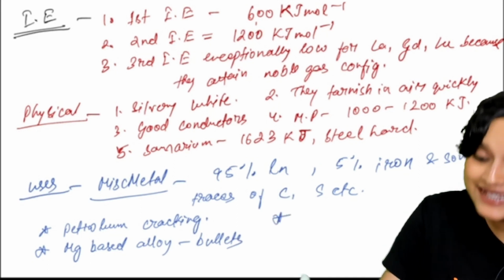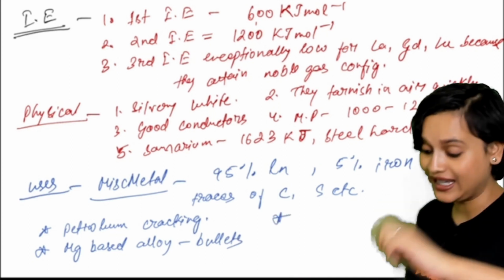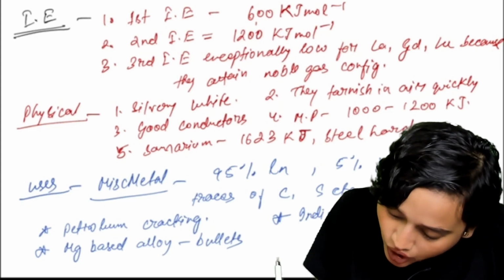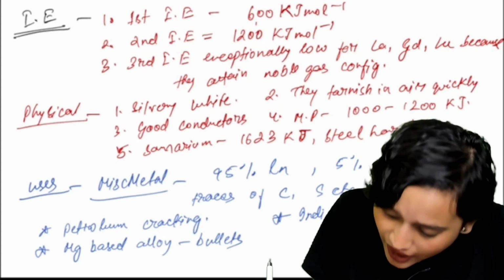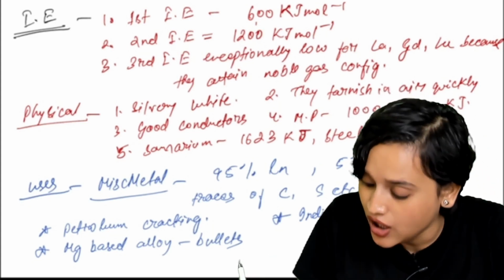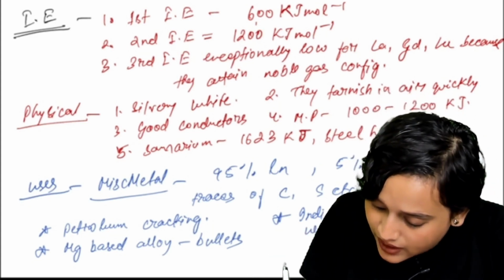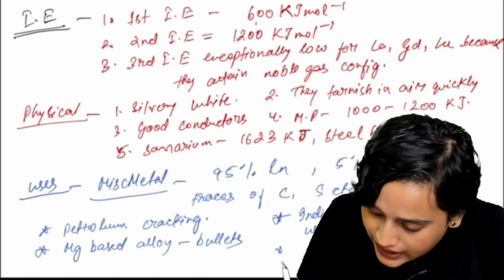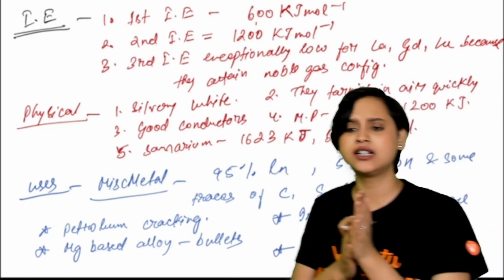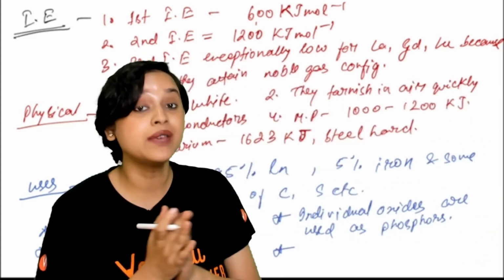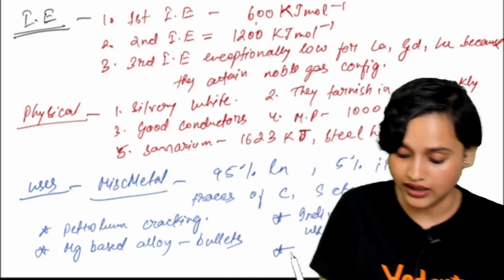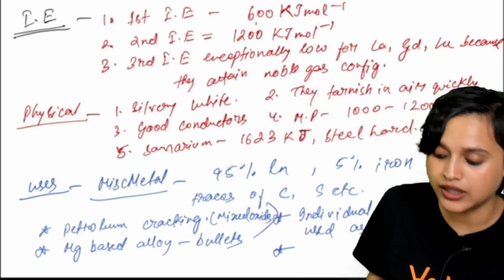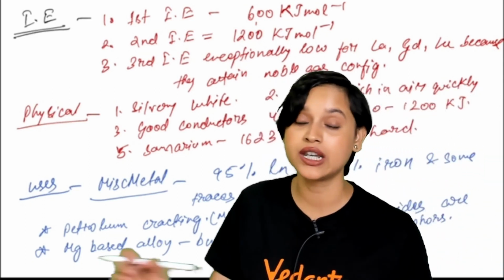Then individual oxides. If you have individual oxides, they are used in fluorescent TVs. Oxides are used as phosphors. And finally, one last: mixed oxides. Mixed oxides are used in petroleum cracking, whereas individual oxides are used in phosphors.